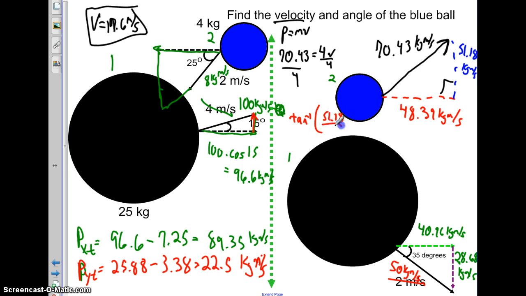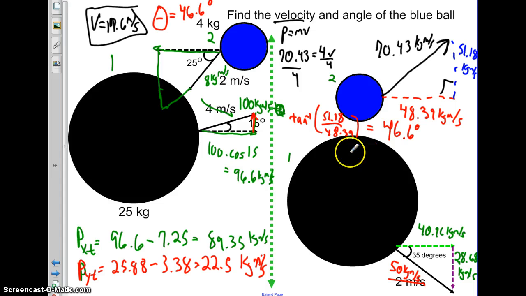51.18 over 48.39. Sorry, I'm getting kind of sloppy here. I'm just trying to write in this little space. So when I take the inverse tangent of that, it should give me my answer. So I've got 51.18 divided by 48.39. And when I do that, I get for my angle, and of course this is in degrees since we're in degree mode, 46.6 degrees. So I'll put that up here as well. So theta is going to be 46.6 degrees.